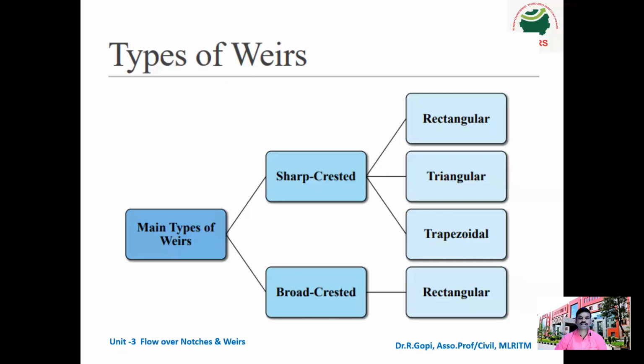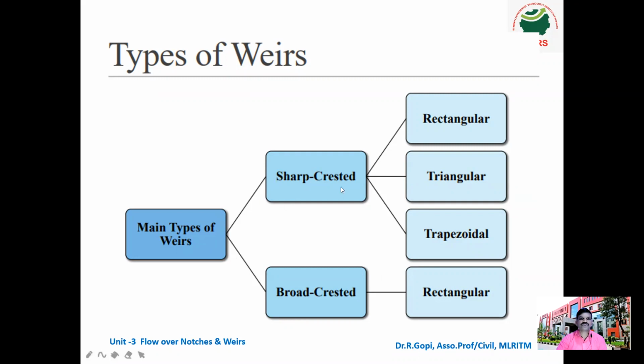So students, the last chapter in Unit 3 is the broad crested weir. First we will see the different types of weirs. Previously we have seen a rectangular weir, triangular weir, and a trapezoidal weir.